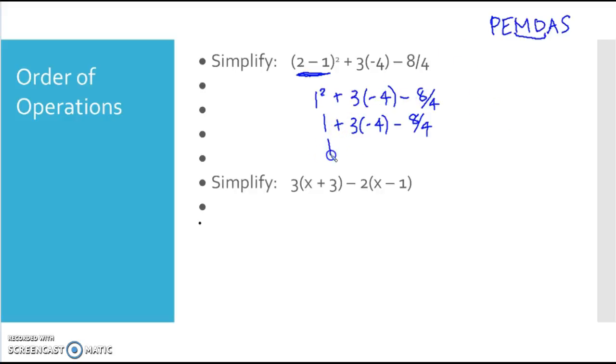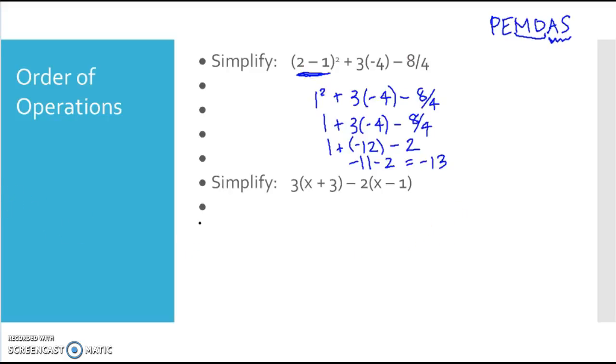So the 1 stays. Then I've got 3 times the -4, right, which is -12, and I'll leave that in parentheses. And then I've got -8 minus 4. Right? 8 minus 4, 2. And then I've got addition and subtraction, left to right. So I've got 1 plus a -12 is -11. And then -11 minus 2 is -13. So this whole thing simplifies down to -13.